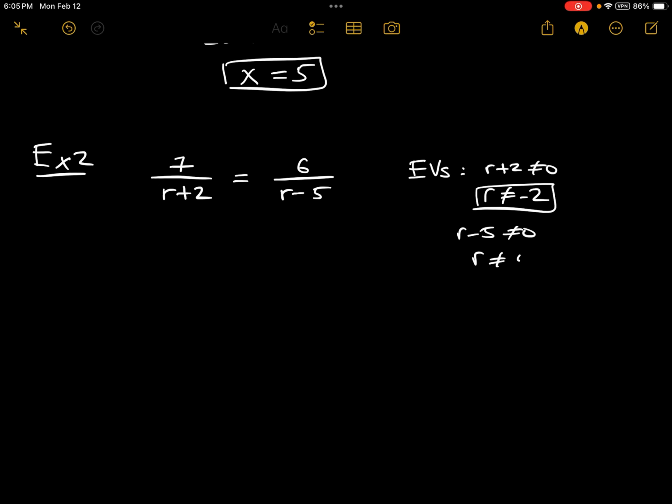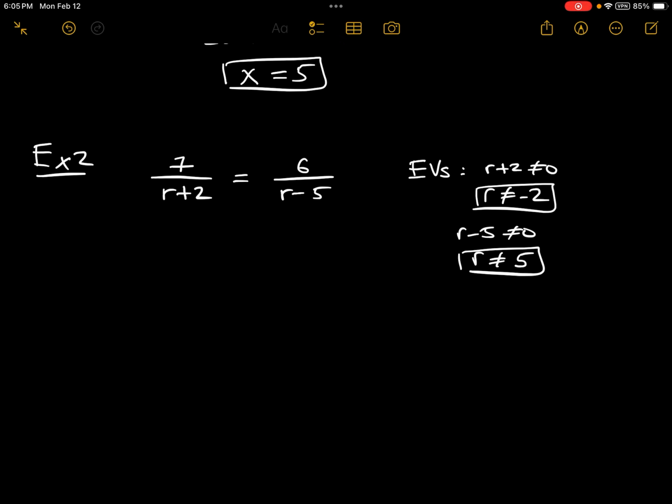Why are they excluded? Because if r were negative 2, right, negative 2 plus 2 would be 0. Or if r were positive 5, 5 minus 5 would equal 0. So the key is, as I solve this, right, make sure the solution that I get is not part of my excluded values.